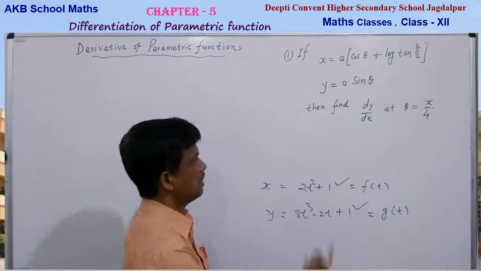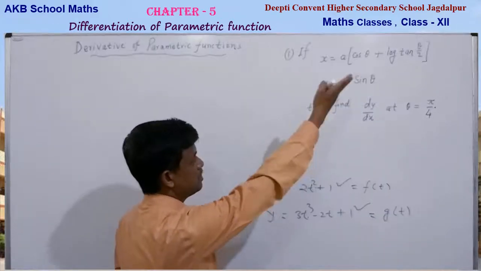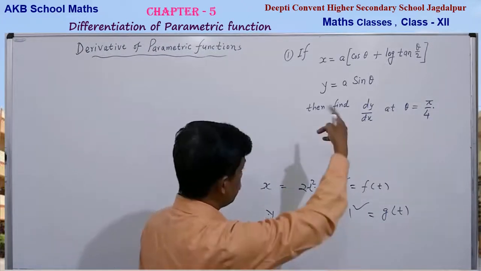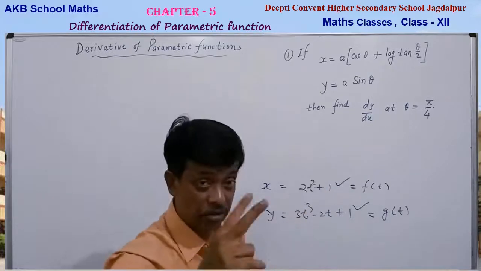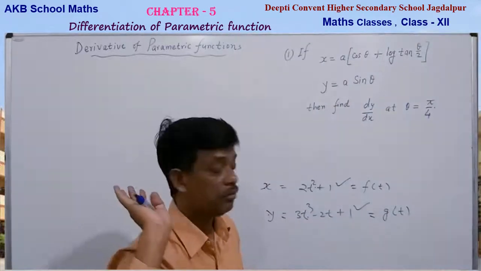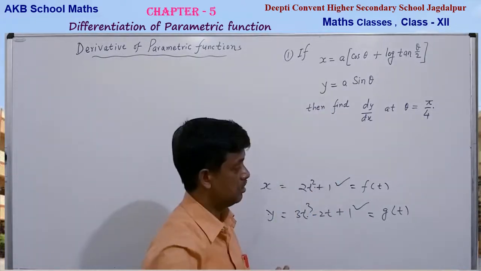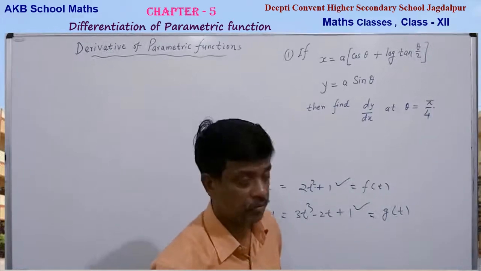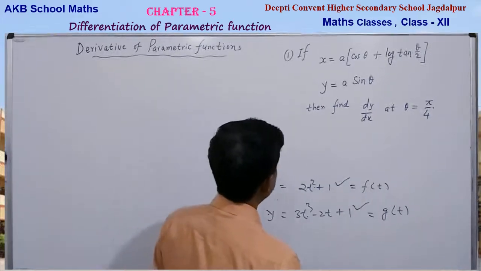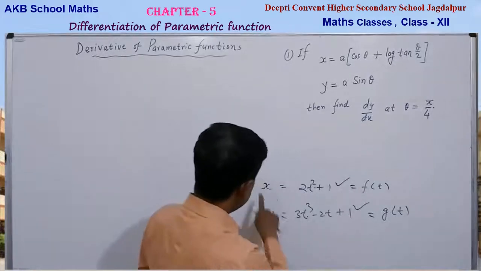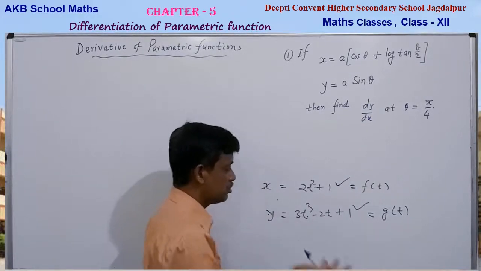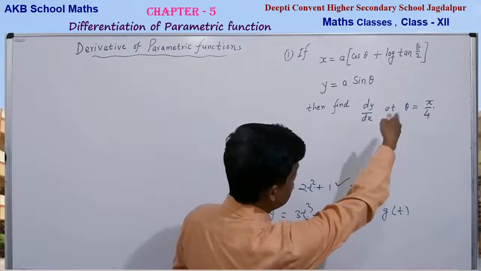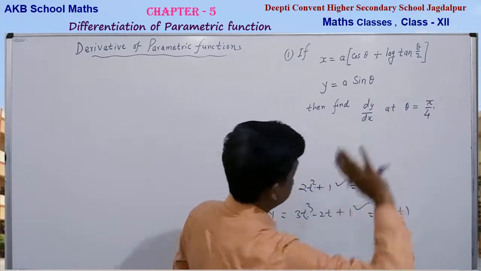So here, suppose a question, then x is a function of theta and also y is a function of theta. So here y is depending on x, but their values are given in terms of another quantity, that is theta, here t. So in this case we say that the function is given in parametric form. And we have to find the value of dy by dx. Finding dy by dx, we get the value of derivative in terms of t here, in terms of theta here. After finding in terms of theta, then you have to put theta equals pi by 2.